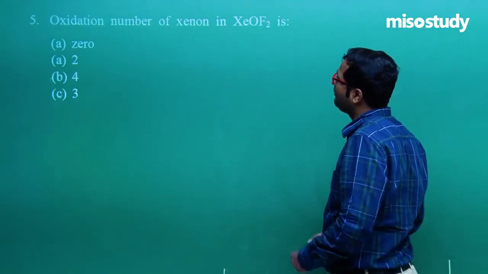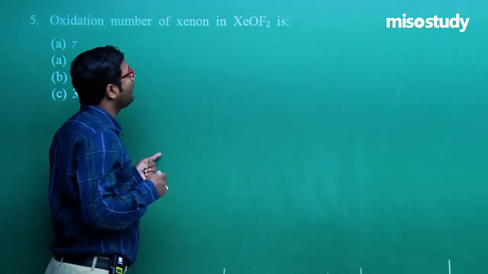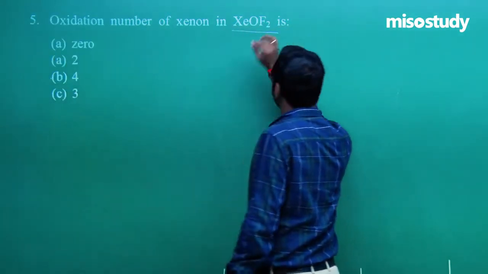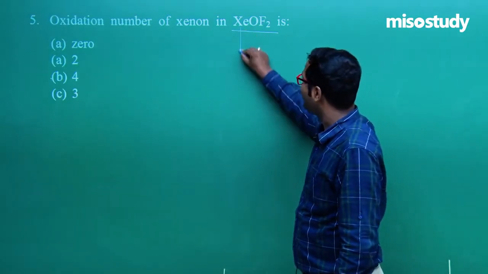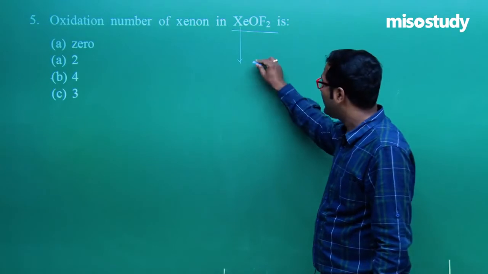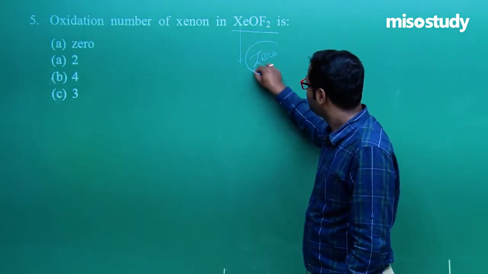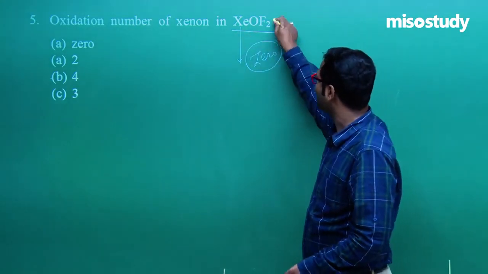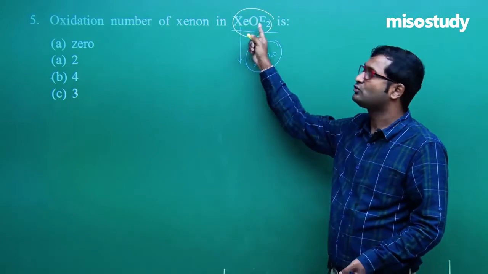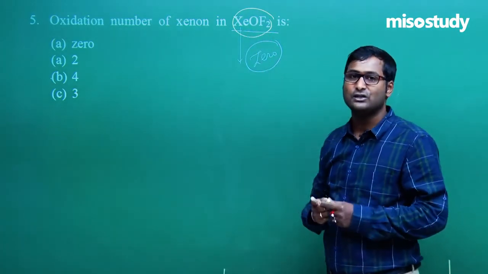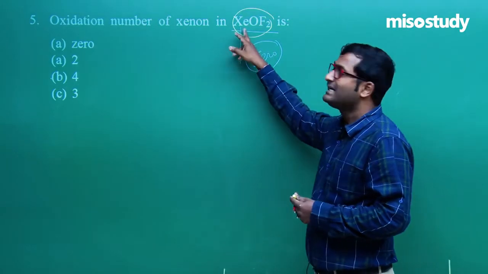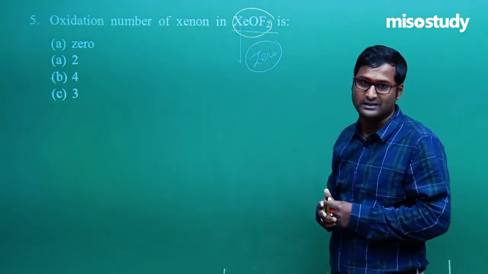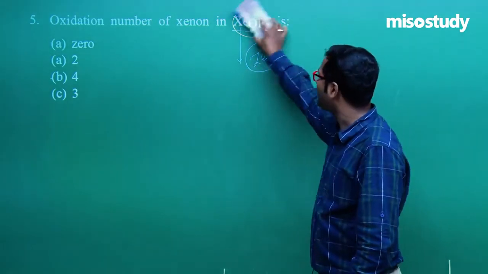This is question number 5. The oxidation number of xenon in XeOF2. What will be the oxidation state of xenon? As we know, xenon is an inert gas, then definitely it will have oxidation state 0. This answer will come first in our mind. But as we look here, xenon has the ability to form compounds. If there is the ability to form compounds, then definitely there is a certain oxidation state. Definitely there is a change in oxidation state.